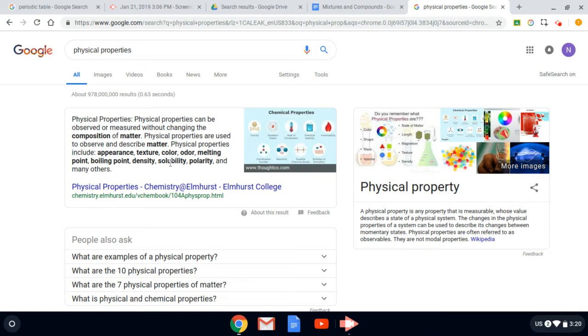It doesn't change chemically though, because you can separate them back out. You can let the water evaporate, leaves the salt behind. So there you go. Still salt, still water. Appearance, clear, kind of almost cube shaped. Texture, kind of gritty. Color, doesn't have much. It's clear. Odor, doesn't really smell like much.